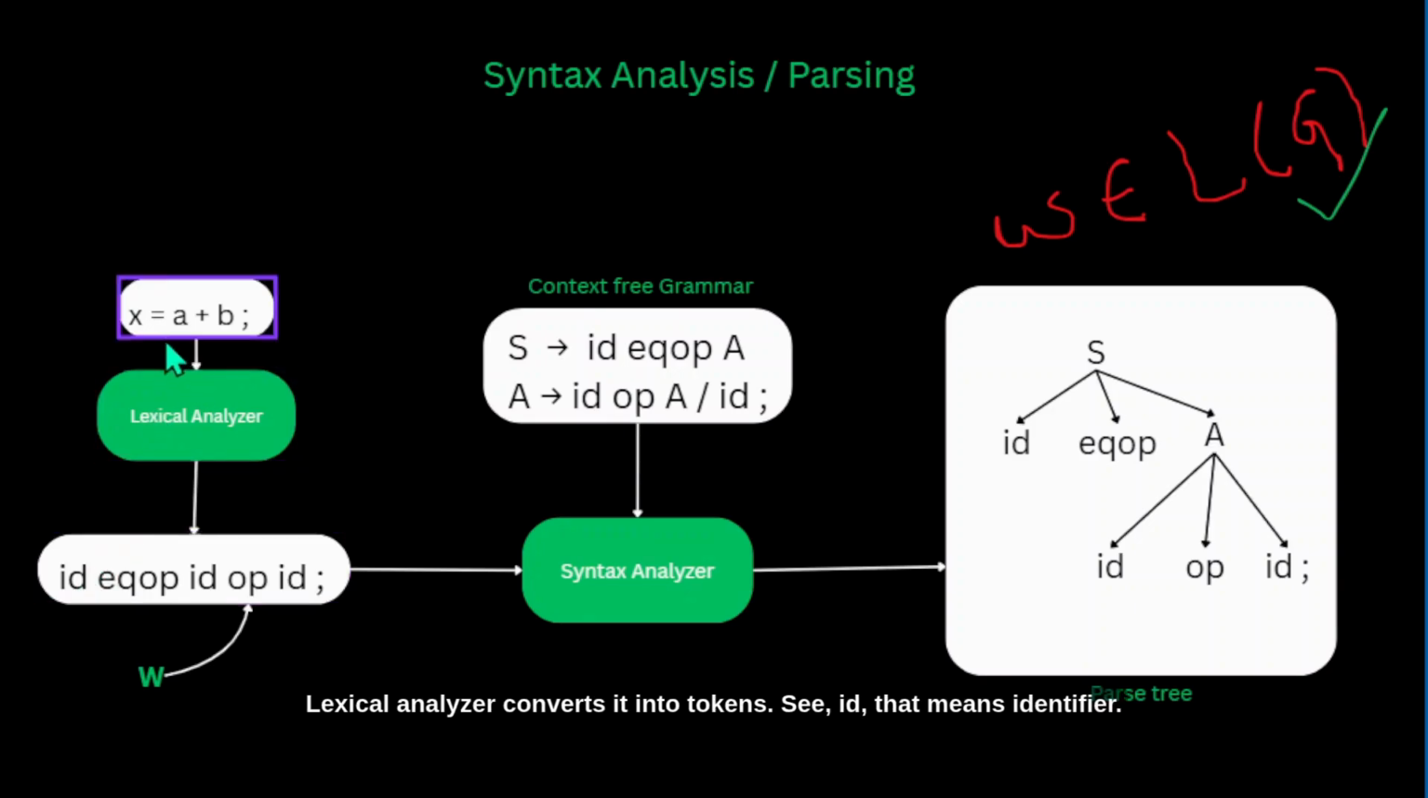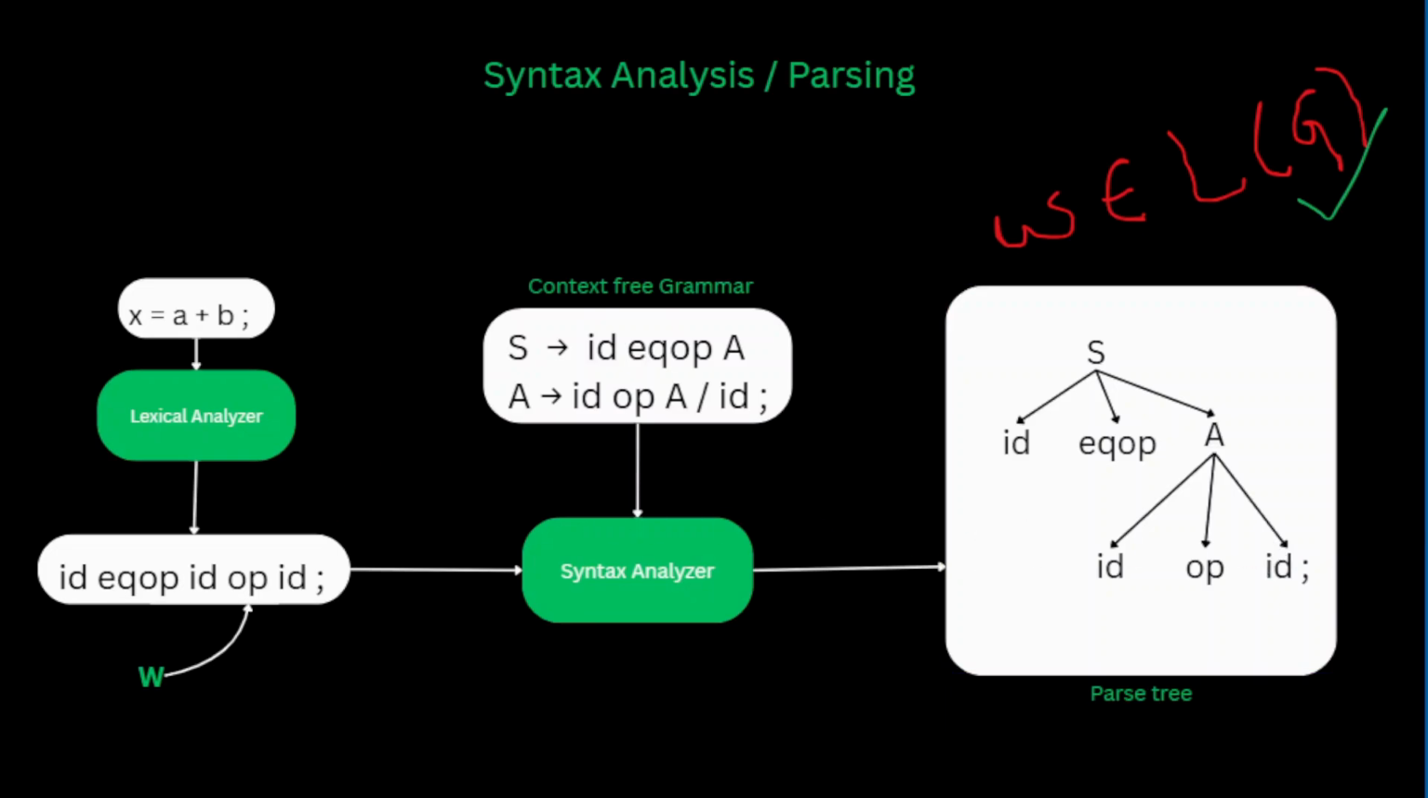See, id means identifier. x is an identifier. Then the equal operator. Then a is again an identifier. Then plus is just a normal operator, not the equal operator. And b is another identifier. And then there's the end of sentence symbol. So let's consider this entire thing a word, a set of tokens. This is then passed on to the syntax analyzer or the parser.